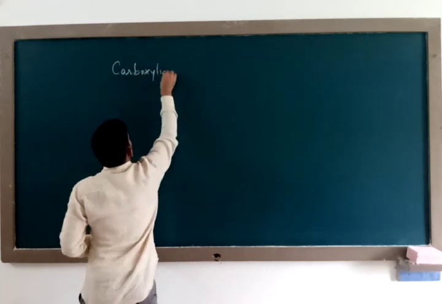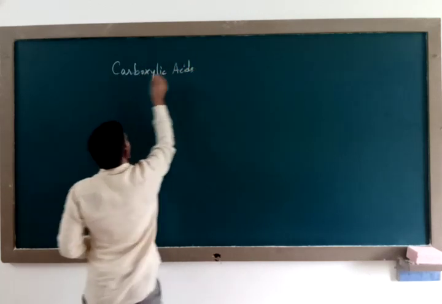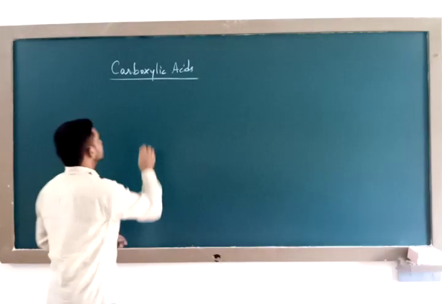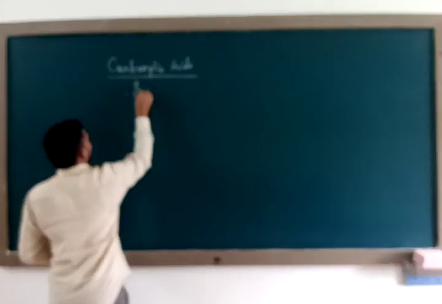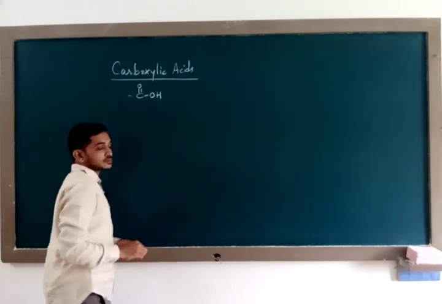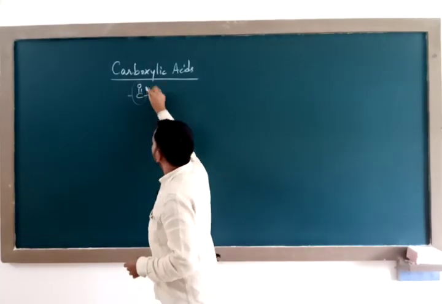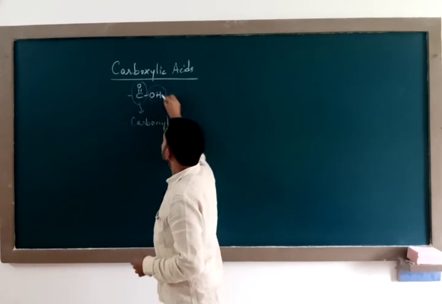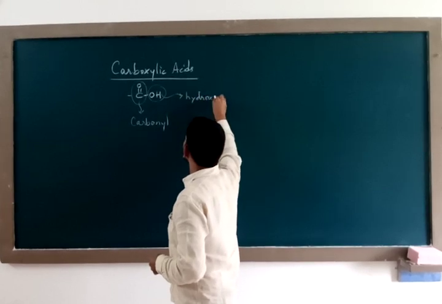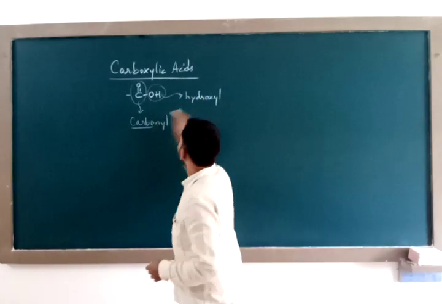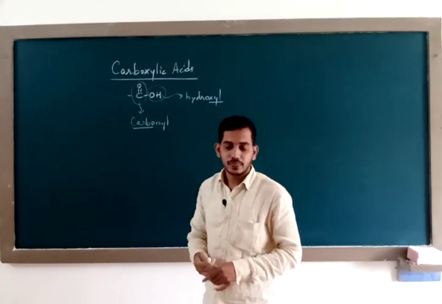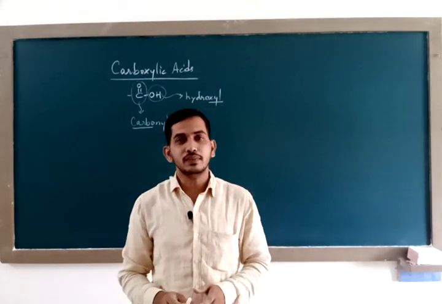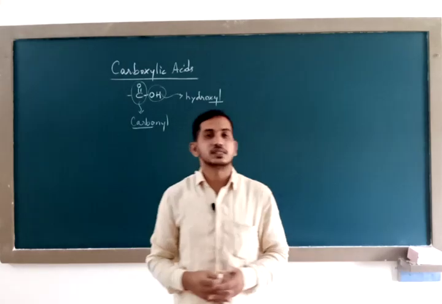The word carboxylic acid is derived from two functional groups. Carboxylic acids contain this functional group COOH. This functional group CO is called carbonyl and OH is called hydroxyl. When you combine these two, then it becomes carboxyl. So those organic compounds which contain carboxyl group in them, they are called carboxylic acids.